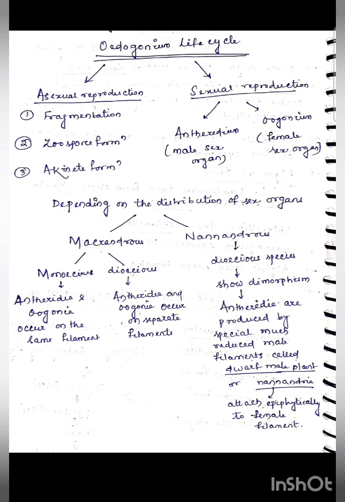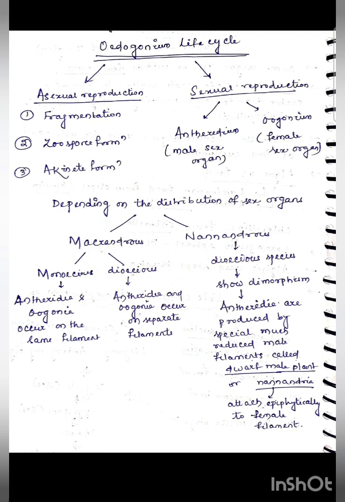The oogonial filament bearing nannandria is called gynandrosporous nannandrous filament, and the species where the androsporangia are borne in a separate filament is termed idioandrosporous. In this case, the filament bearing androsporangia is known as androsporangiate, and the female filament bearing nannandria is called idioandrosporous nannandrous filament. So it is the difference.